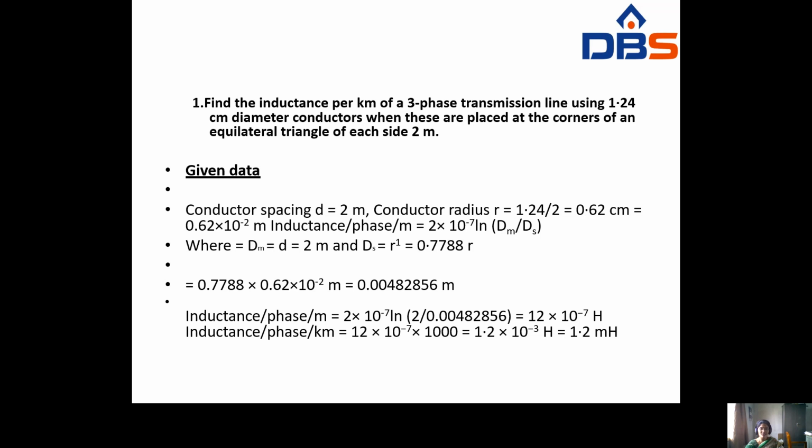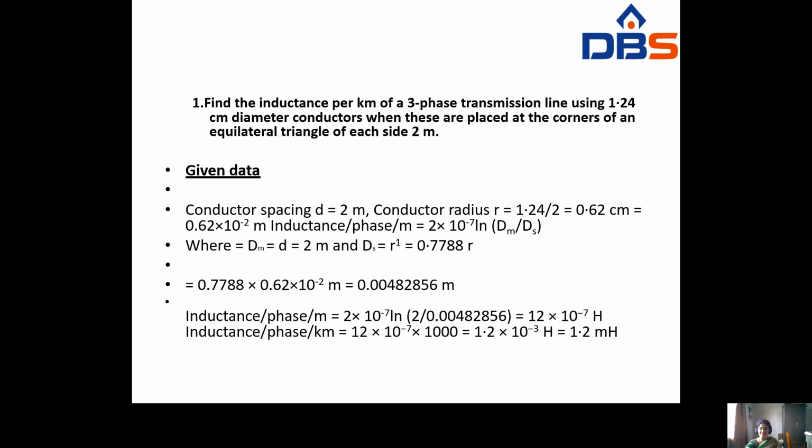So you write 2 by 0.00482856, and that gives 12 into 10 to the power of minus 7 Henries. This is per meter. Whenever you want it per kilometer, you have to multiply by 1000. So 12 into 10 to the power of minus 7 into 1000 gives 1.2 into 10 to the power of minus 3 Henries.